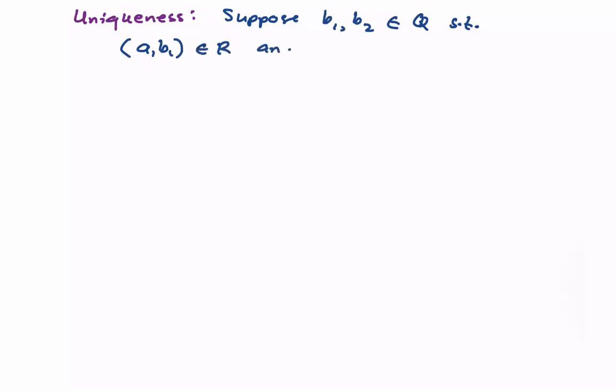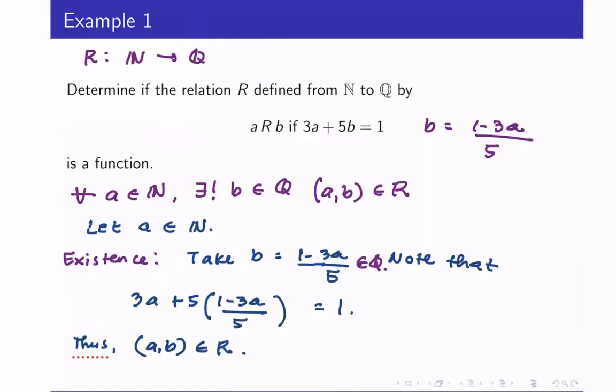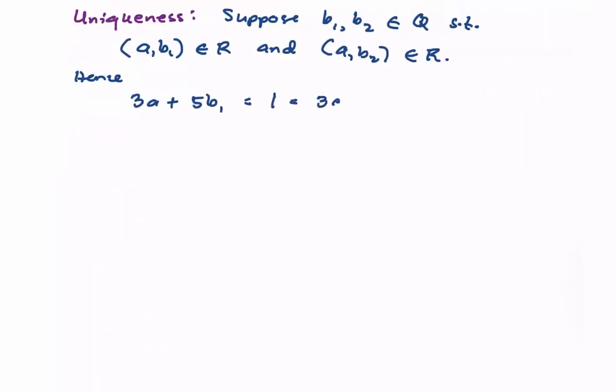So for the uniqueness, suppose B1 and B2 are two rational numbers such that AB1 is in R and AB2 is in R. But this would mean that, by definition, 3A plus 5B1 is equal to 1, and this one is also equal to 3A plus 5B2. From this equation, we can now get that B1 is equal to B2. So therefore, our B is unique. So therefore, R is a function.